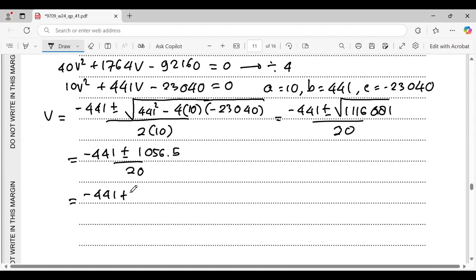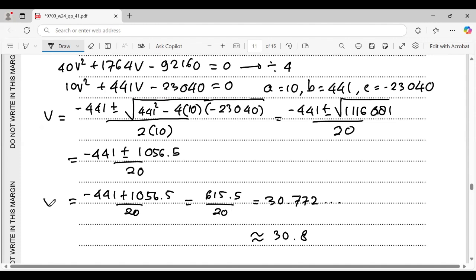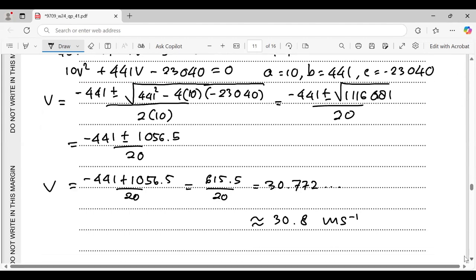So minus 441 plus 1,056.5 over 20. And it is 615.5 over 20. And the result, 30.772. You may round off, becomes 30.8. Velocity, it means meter per second. The units. Next question.